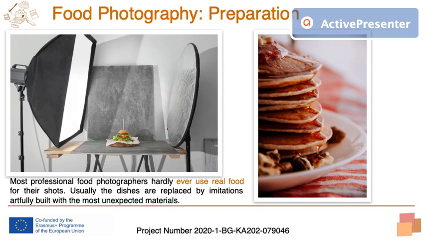In food photography, the first thing to do is to take care of the preparation of the food. Most professional food photographers hardly ever use real food for their shots. Usually the dishes are replaced by imitations artfully built with the most unexpected materials, such as glue or engine oil. The motor oil turns into a photogenic and very thick syrup for pancakes, or the shoe polish simulates the streaks of the grill on steaks that are still raw. In this way the meat retains all its juices and natural shine, giving the food photographer on duty more time to get the perfect shot.